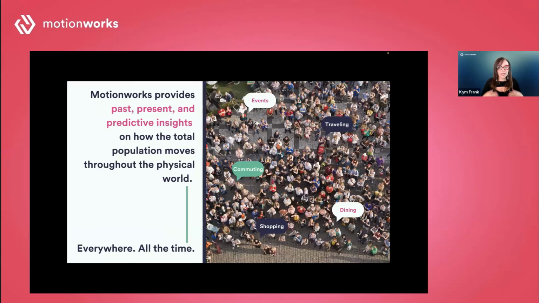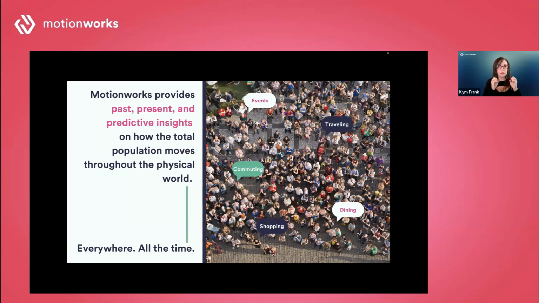Great. So to kick things off, I want to talk a little bit about Motionworks and what sets us apart from the competition. I know there's a lot of location data players out there. I think Motionworks is a little bit different. So most companies that work in the mobility space, they start by identifying places that are important to their company or important to their clients. Motionworks turns that paradigm on its head. Our focus is on total population movement.